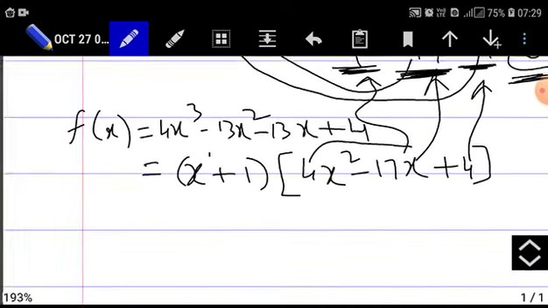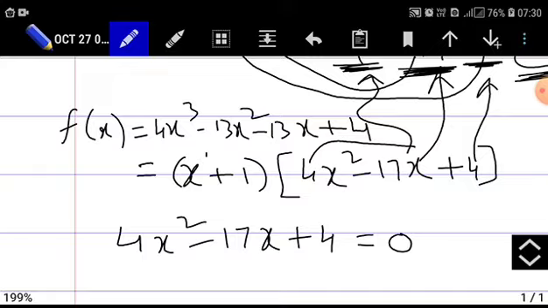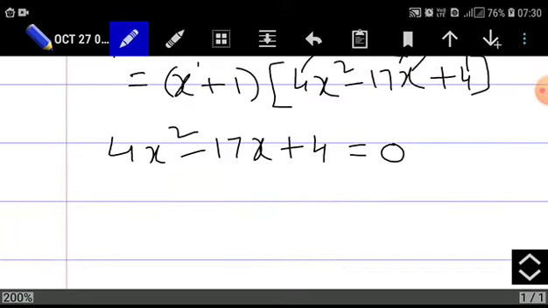So now if you do simple finding the roots of 4x square minus 17x plus 4, then we get another 2 roots. So totally x equal to minus 1, and another 2 roots for 4x square minus 17x plus 4. So totally we are going to get 3 roots. Finding the roots of this 4x square minus 17x plus 4 equal to 0 is simple, which we have done in earlier classes.